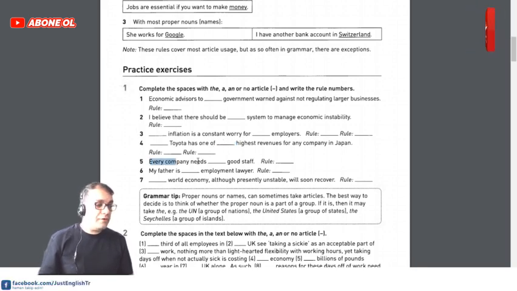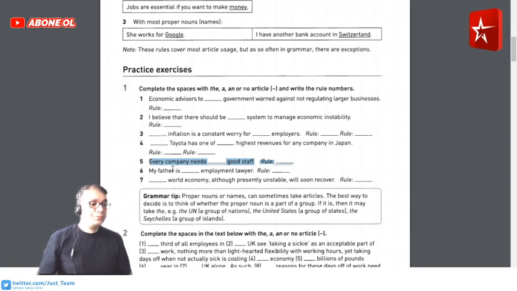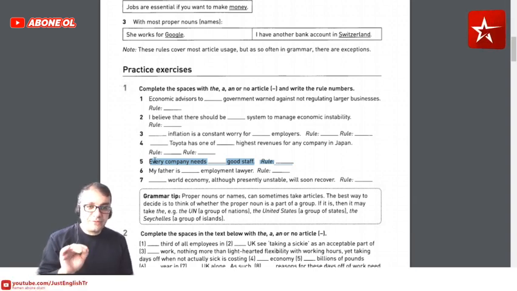Now let's go for 5. Which one do we put? No, Marva, it's not "the Toyota". It's actually "Toyota has one of the highest revenues." So let's go to number 5. Which one do we get? Every company needs.